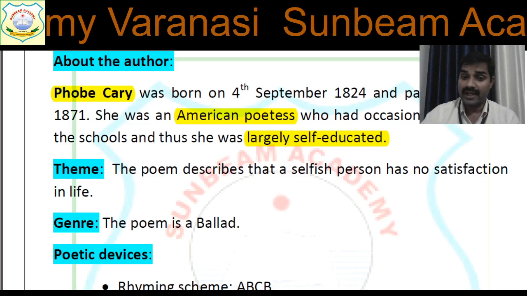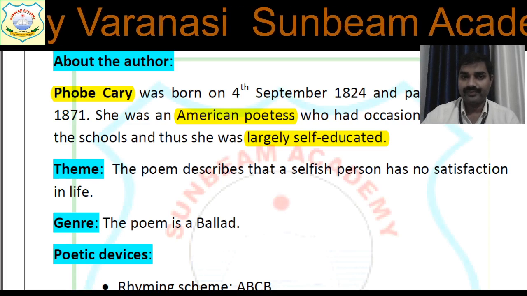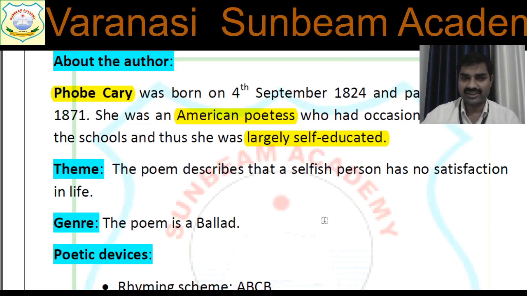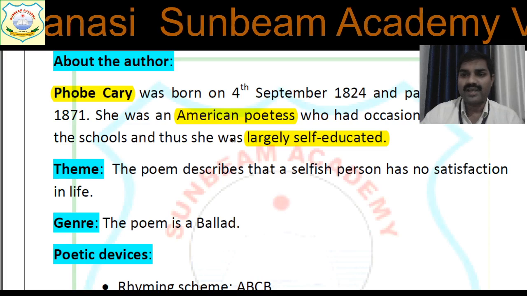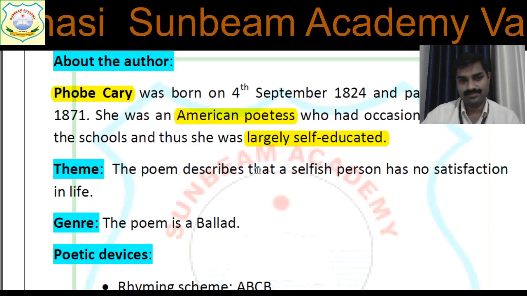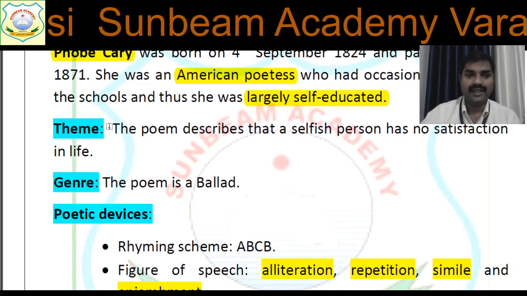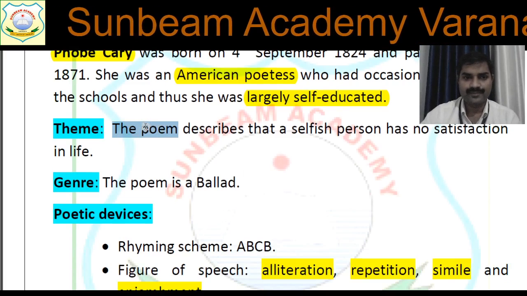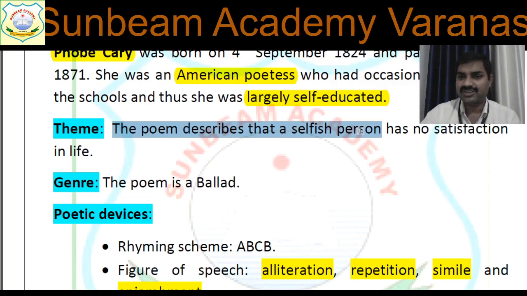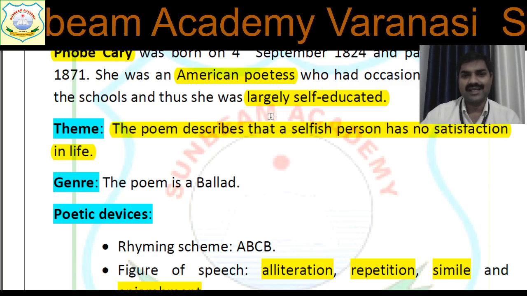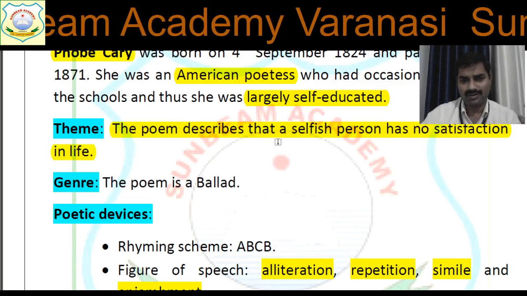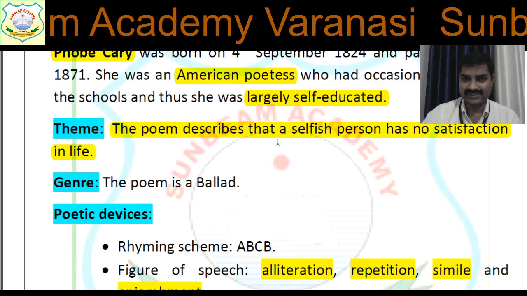Soon, meaning in no time. But here she was such a lady who was largely self-educated. She had only occasionally attended schools. Such a lady she was. And the theme of her poem is that the poem describes that a selfish person has no satisfaction in life. This has been a matter of moral science in the text.